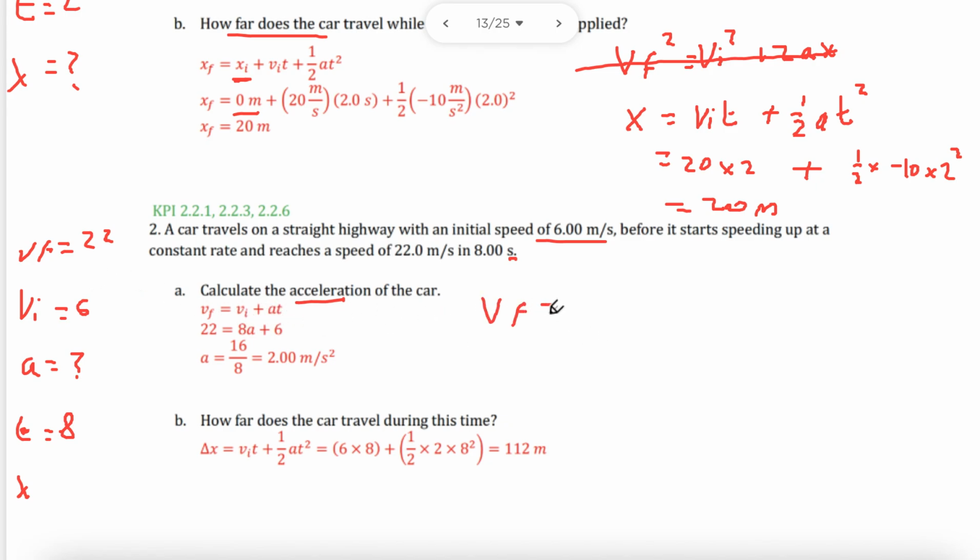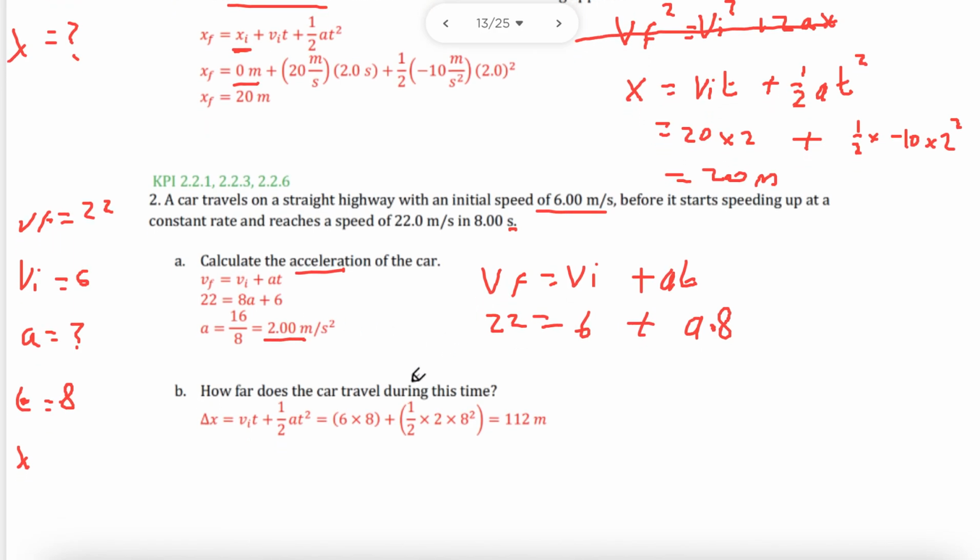V final equals V initial plus AT. I know the V final is 22. V initial, I know, that is 6. Plus A multiplied by 8, which is why they wrote 8A. A times 8. Rearrange for A. Shift solve for A. Do whatever you want. You will get 2. How far does it travel?